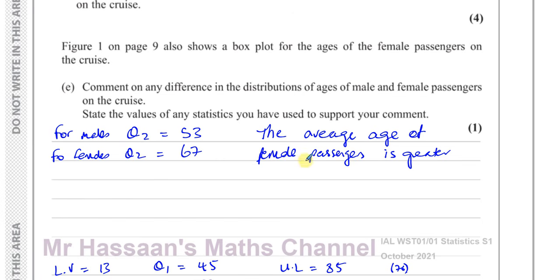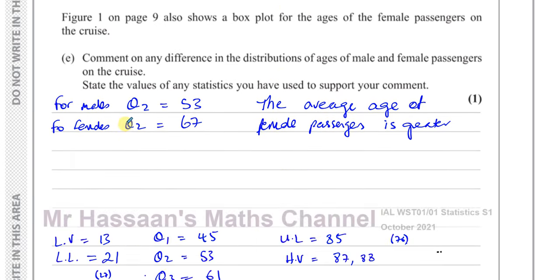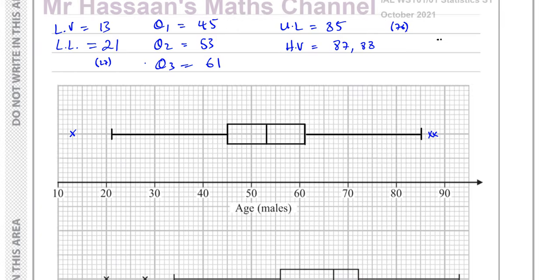So the average age of the female passengers is greater. I think that's enough for 1 mark here. That should be enough for the mark for this question. That's question part E. And now we're going to move on to part F.